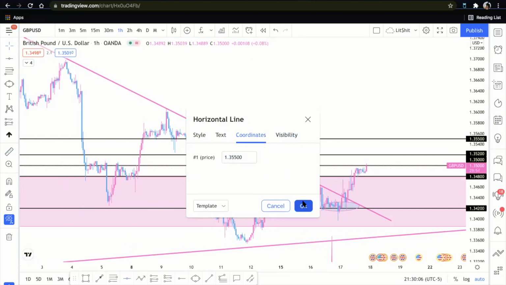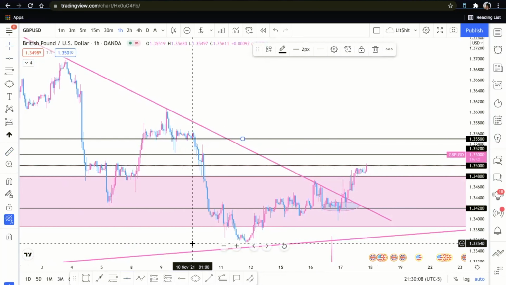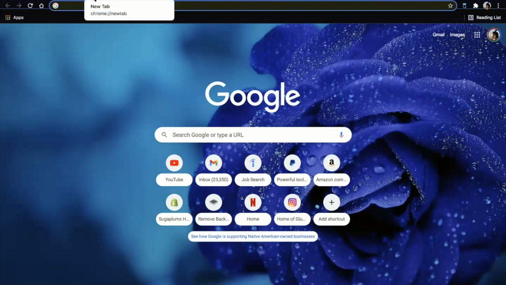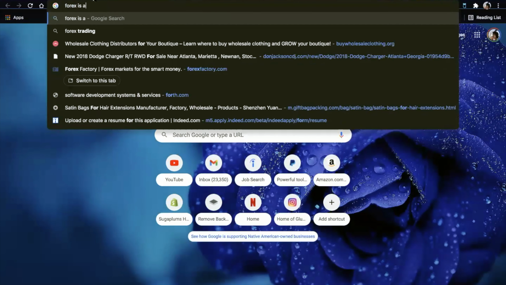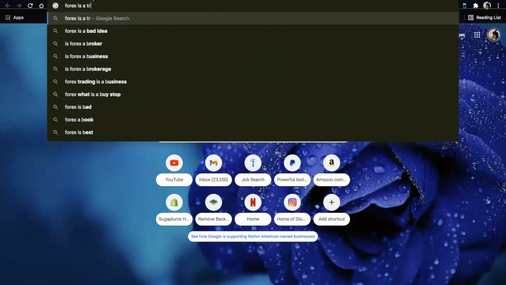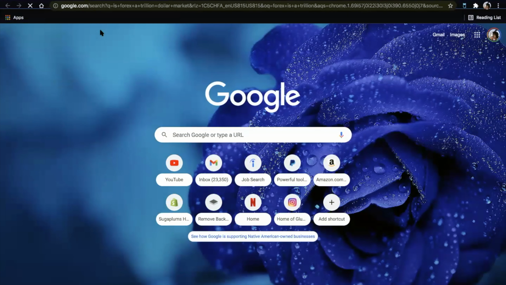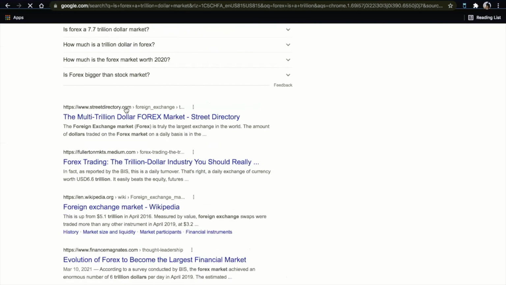So if you use these key levels to just get you a piece of the pie, because I don't think y'all understand. Y'all not understanding me. Forex is a $1 trillion market. And I want y'all to see this. Well, let me see.